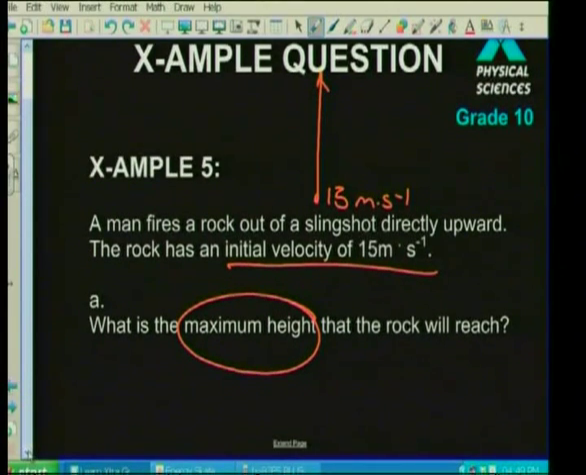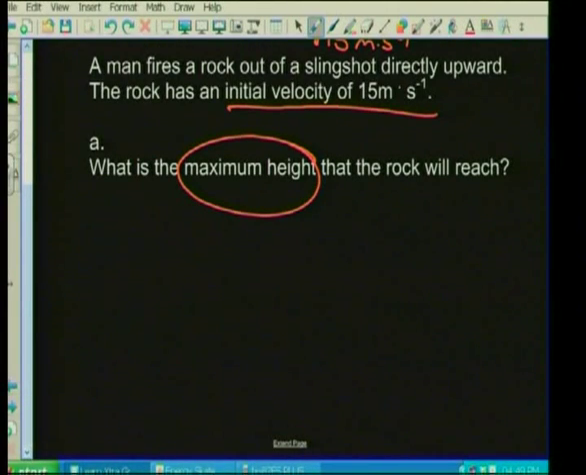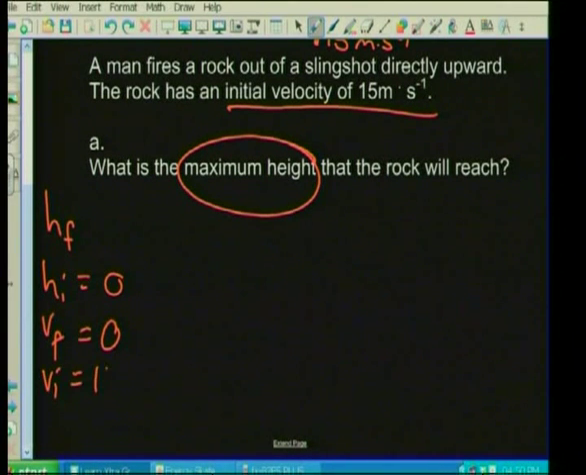So let's look at this. We want final height. We know initial height would be 0 because that's where it starts from. Final velocity, this is the same concept as the bullet, where final velocity is going right to the top, final velocity is 0, and initial velocity is 15.